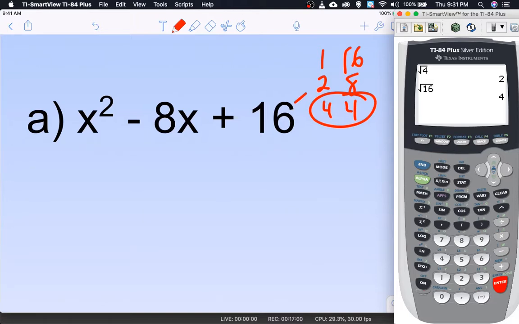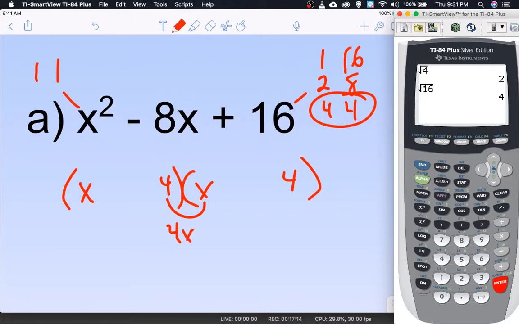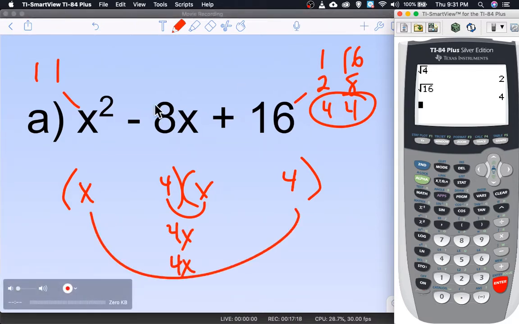It's going to work out here. The only factors of 1 are 1 and 1. So, what do we got here? x and x, 4 and 4. Look familiar, right? We've been doing this for days. This is a 4x. This is a 4x. Can this give us an 8x? Why, yes. It can give us a negative 8x if both of those are negative. Minus, minus.